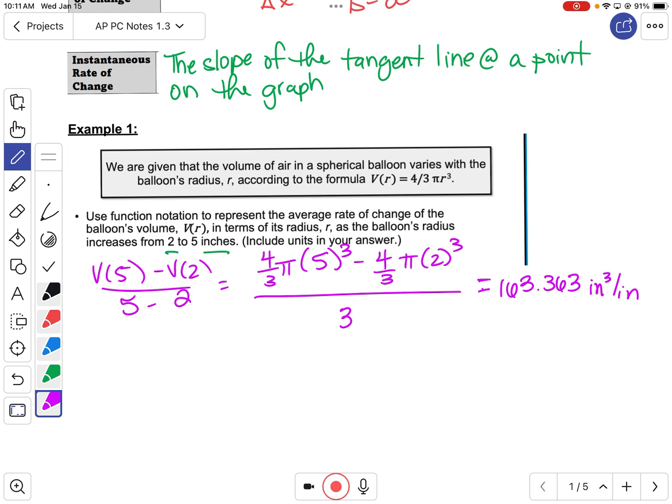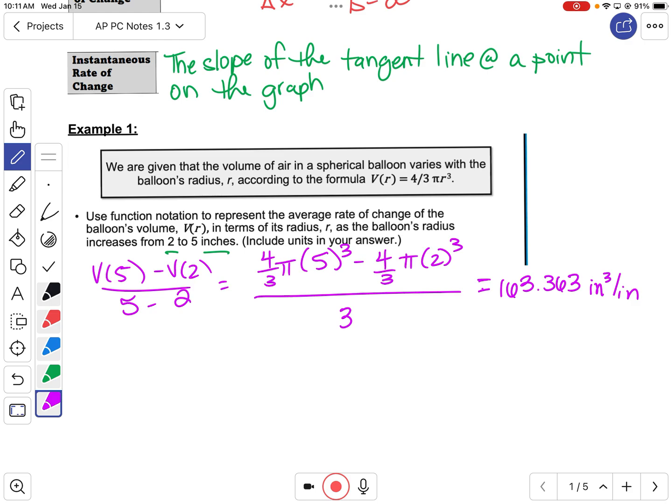All right, it's a rate of change. So we use the volume units over the radius units. Inches cubed per inch. You'll get to see a lot of that in calculus. Okay. So now let's take this rate of change question and adapt it a little bit and talk about what we could do.